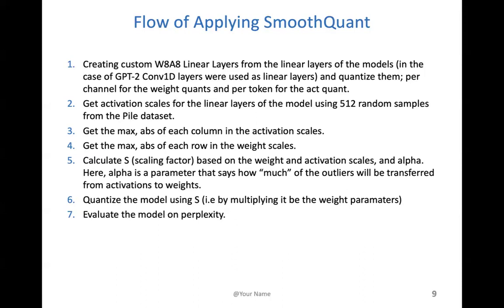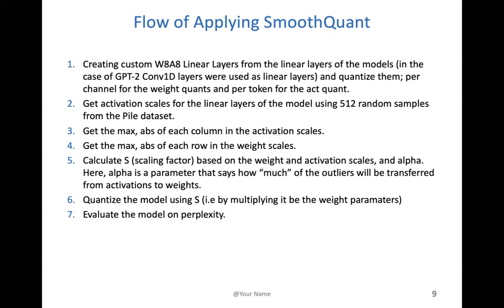And then after creating those linear layers, I quantized them per channel for the weight quants and per token for the activation quants. After that, we had to get the activation scales for the linear layers. In this case, I used 520 random samples from the Pile dataset. The Pile dataset is a dataset compiled from various sources like Wikipedia articles and even YouTube subtitles. Recently, it has been copyrighted. However, I found an uncopyrighted version of it and used that.